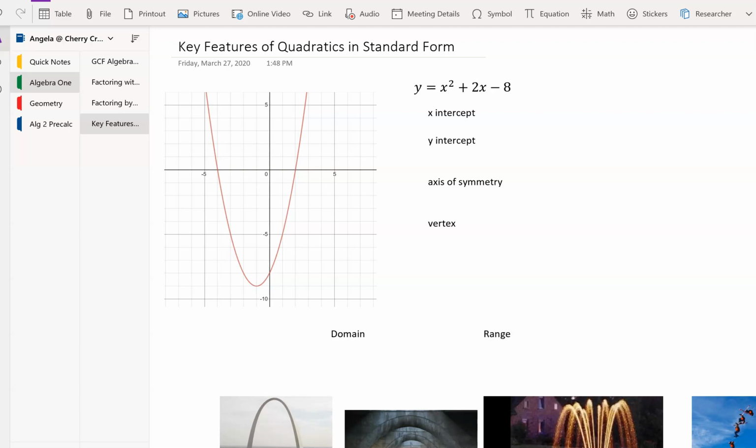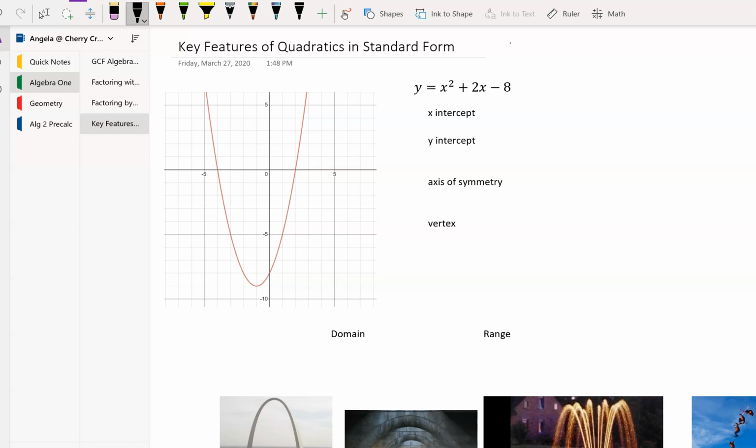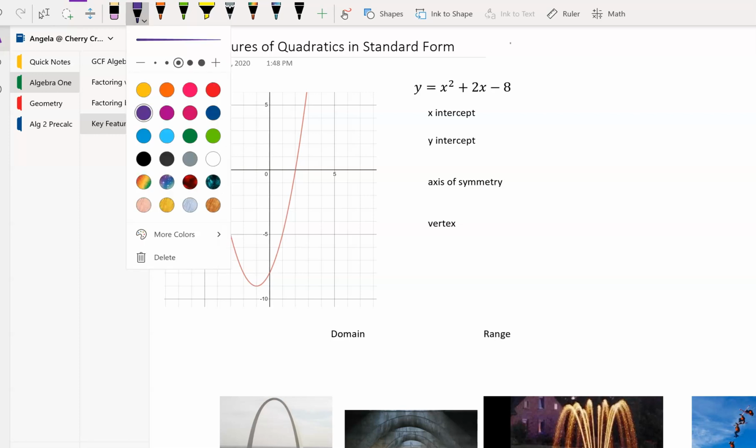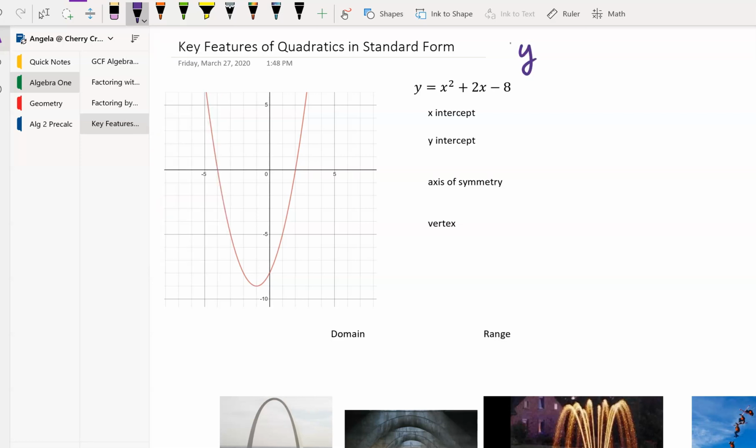We're going to use this graph that you see in front of you to talk about some key features that you can find when an equation is in standard form. And standard form, remember, is anytime... Here we go. Sorry about that. Here's your standard form. So anything that looks like y is equal to ax squared plus bx plus c.